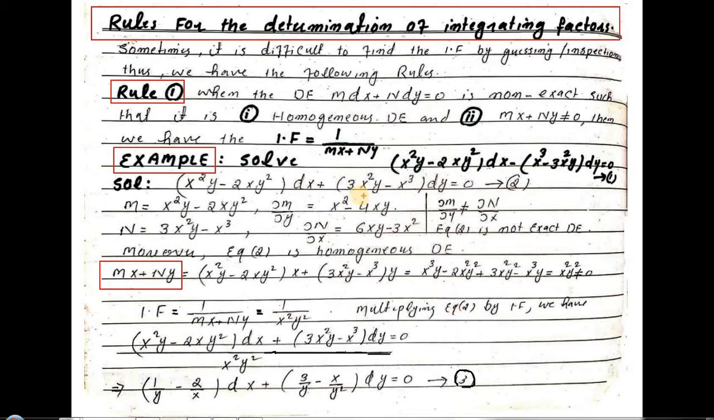Multiplying equation 2. We have to multiply equation 2 by the integrating factor 1 over x square y square. This is the multiplication. Now simplifying this equation, we will get m dx plus n dy is equal to 0. This is the new differential equation after multiplication by integrating factor. Now we have to check the condition for exactness, whether del m over del y is equal to del n over del x. Now we come to the next slide.